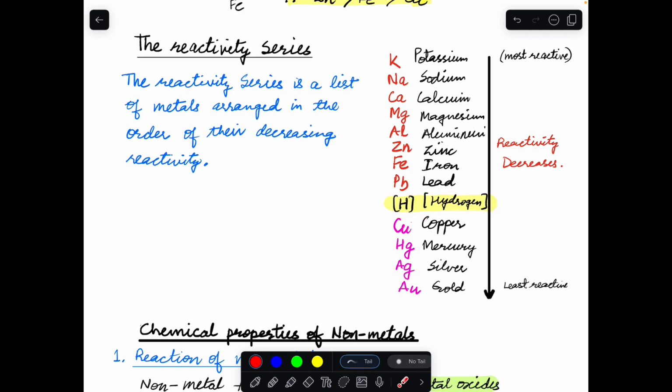So what idea you should remember is that those metals which are above hydrogen are capable of displacing hydrogen from acid, and those which are at the bottom, below hydrogen, cannot displace hydrogen from the acid, so they will not react with the solution of acids.